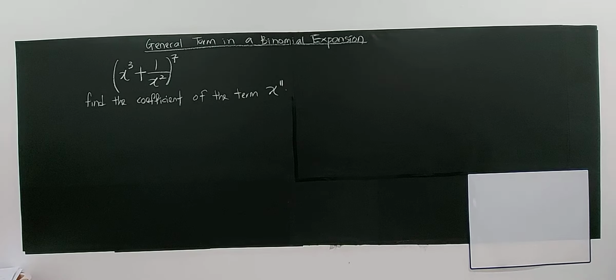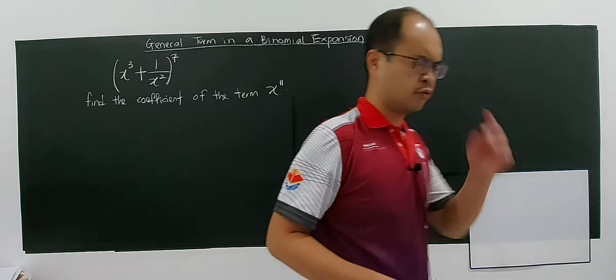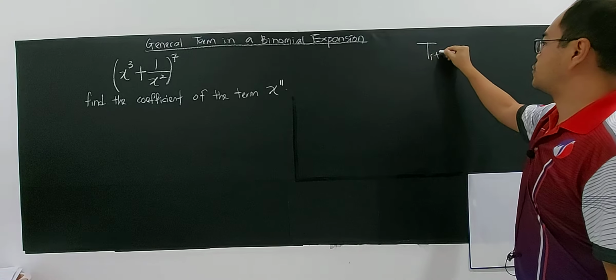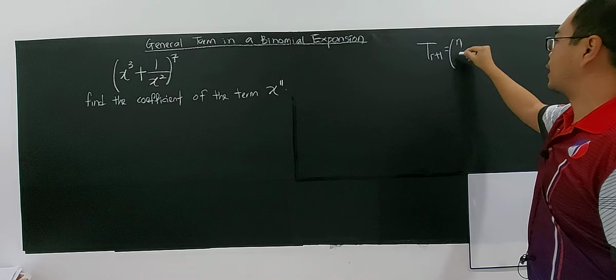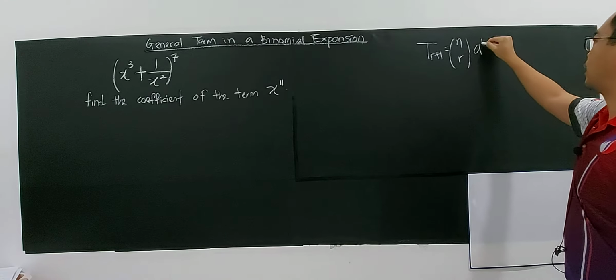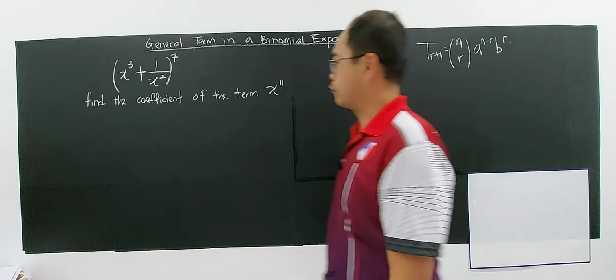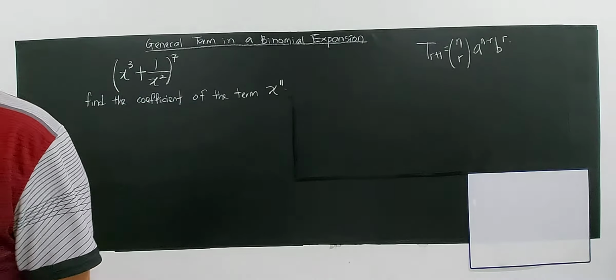Hi, alright, in this question, under the binomial expansion, let's find the coefficient of a term. It involves the use of the formula of the general term in a binomial expansion. The formula will be nCr a to the power n minus r and b to the power of r. You have to find the coefficient of the term for x to the power of 11.